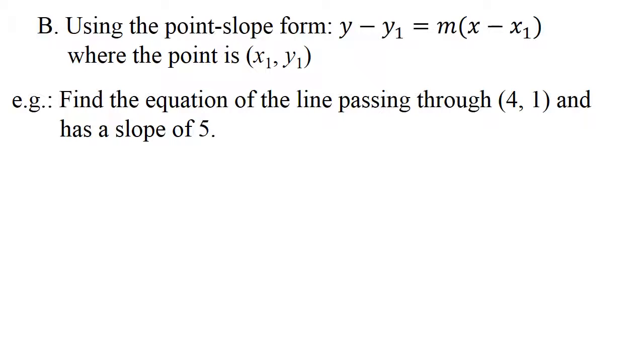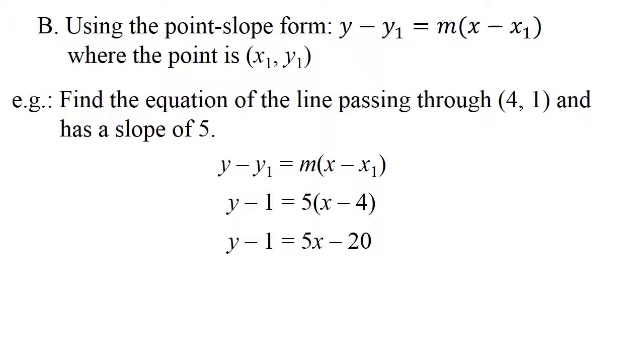So let's say we wanted to find the equation of the line passing through (4, 1) that has a slope of 5. So I'm going to take this formula and plug in all the numbers I know. So I know m is 5, I know for my point, x1 is 4 and y1 is 1. And now I should be able to follow the steps I know. I will distribute. So 5 times x, 5 times 4, 5x minus 20. And then I want to get y by itself. I add 1 to both sides and get y equals 5x minus 19.